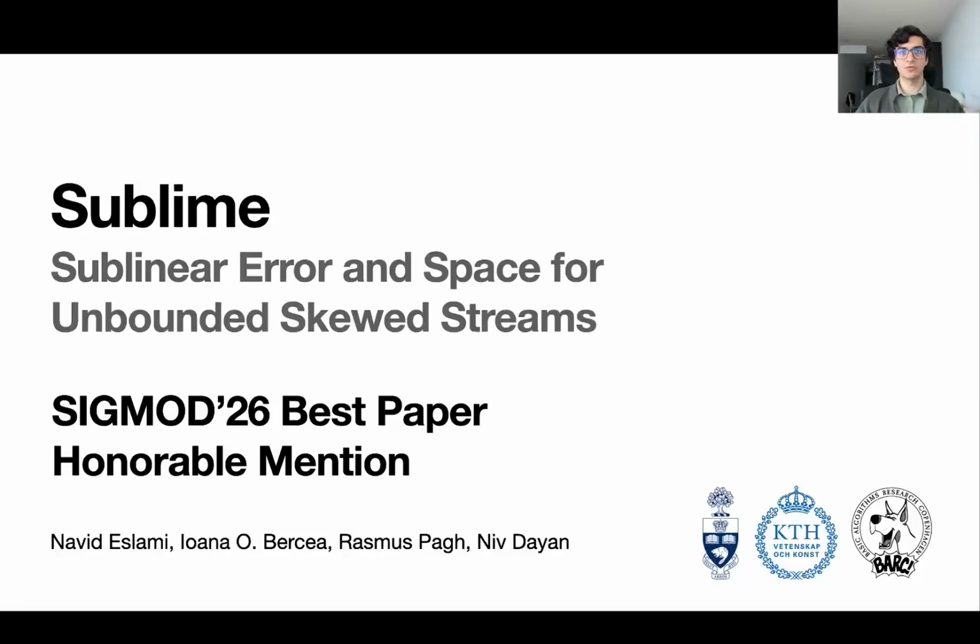Hi everyone, I'm Navid, and today I'll be talking about Sublime, our recent work on achieving sublinear error and space for unbounded and skewed streams. This is joint work with amazing colleagues at KTH University and the University of Copenhagen, and was fortunately declared an honorable mention for SIGMOD 2026's Best Paper Award.